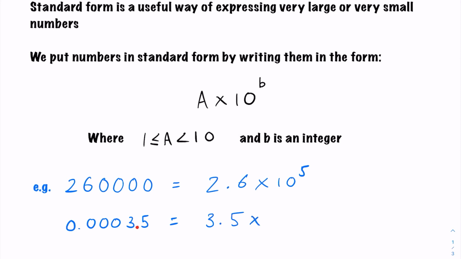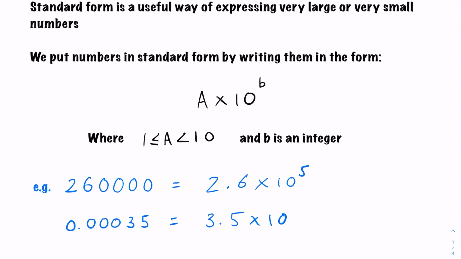Times 10 to the power of, now this one's a bit of an awkward one because we're timesing it by 10 to the power of something, but somehow we've got to try and make it smaller, because you can see we've got 0.00035. So we can only actually divide by 10 to get there, surely, right?